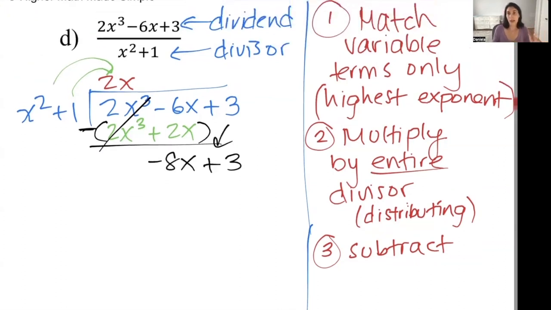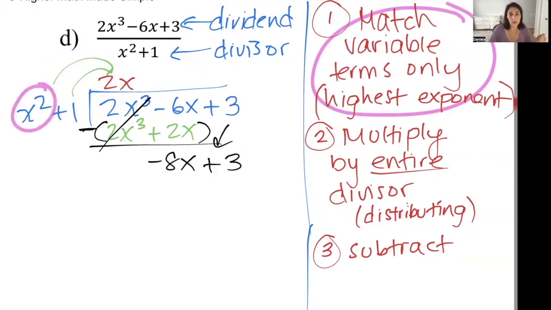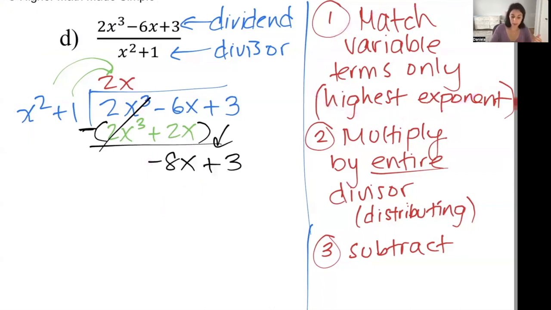So now we have to figure out, can I repeat this process again? Let's go back to the first step. The first step is we want to match. So can I multiply x squared times anything to get to negative 8x? And the answer is no, okay? Because the degree is 1 smaller than the divisor. This degree is 1, that degree is 2. There's no way that can happen. So when you end up getting something that's 1 less, you're definitely done. So we can't repeat this process again. When you are done and you can't go any more, this is what's called the remainder.